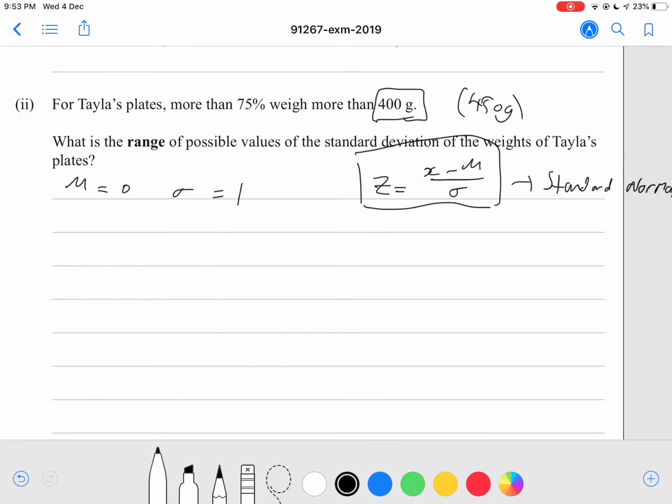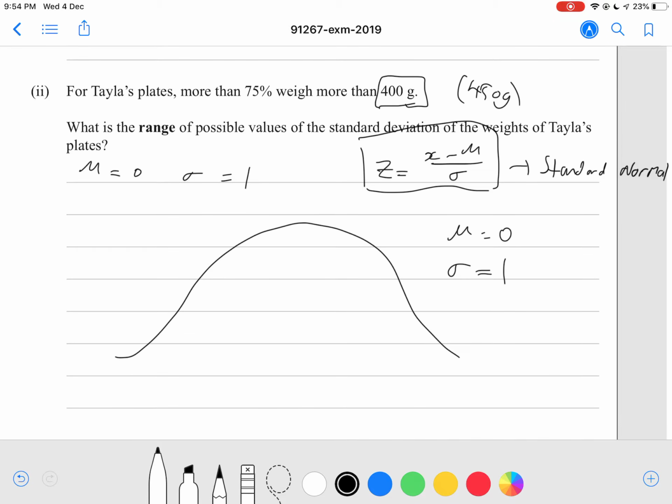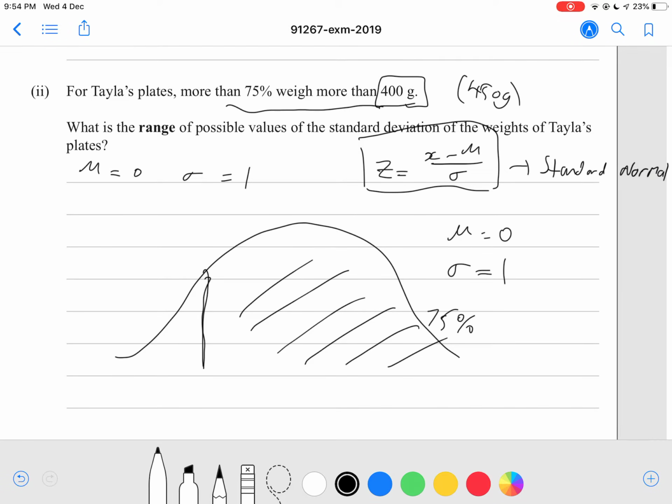So we're going to convert to our standard normal. It's the exact same shape, a normal distribution. In this case, our mean would be 0 and our standard deviation would be 1. Okay, so we're going to use the same logic. 75% weigh more than 400 grams. So if I drew a line here, this whole area must represent 75% of the data. And this here will be our z value that we're trying to find. So we're trying to find what value of z will have 75% of the data to the right of z.